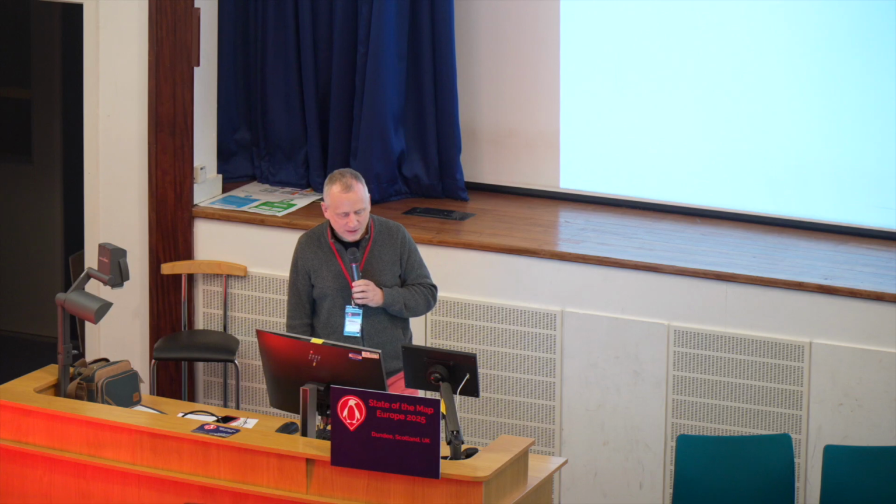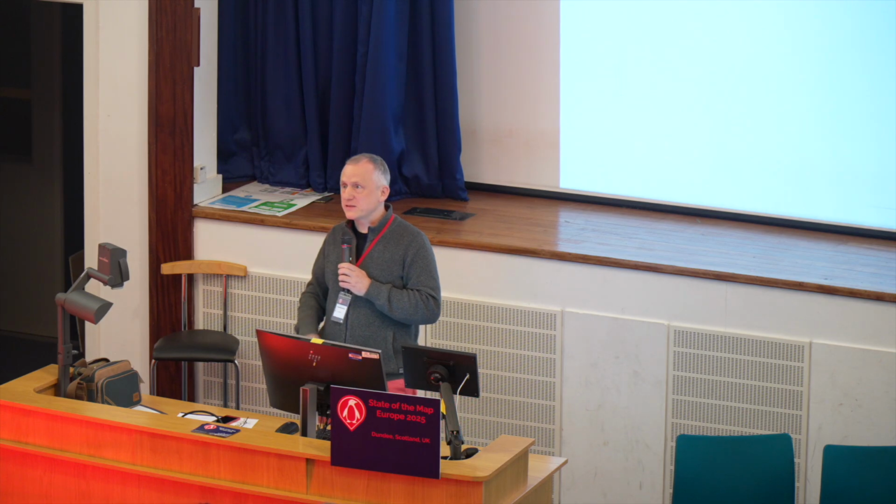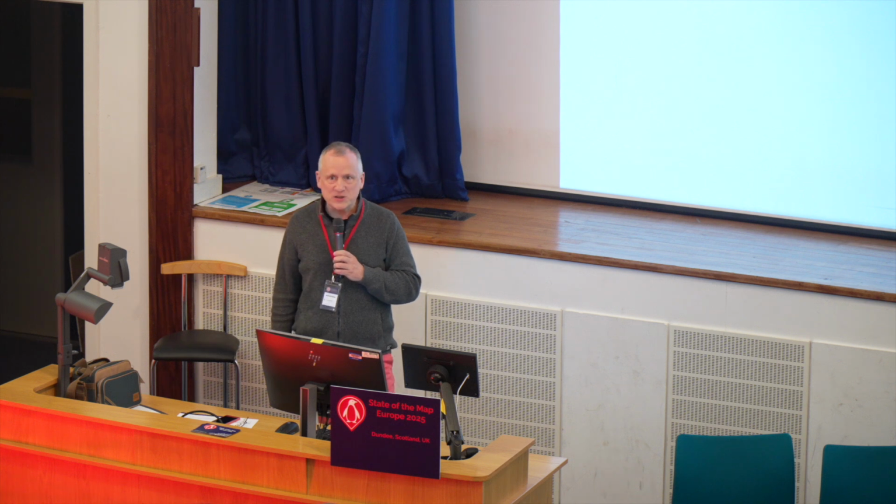Let me start with a little bit of history about OpenStreetMap databases. So we have the standard editing API that you all know that is used by the editors to download some data and let you edit it and upload again. Initially, this API had some filtering functions. So you could say, give me all objects that have these tags. I think that has been discontinued for a long time.